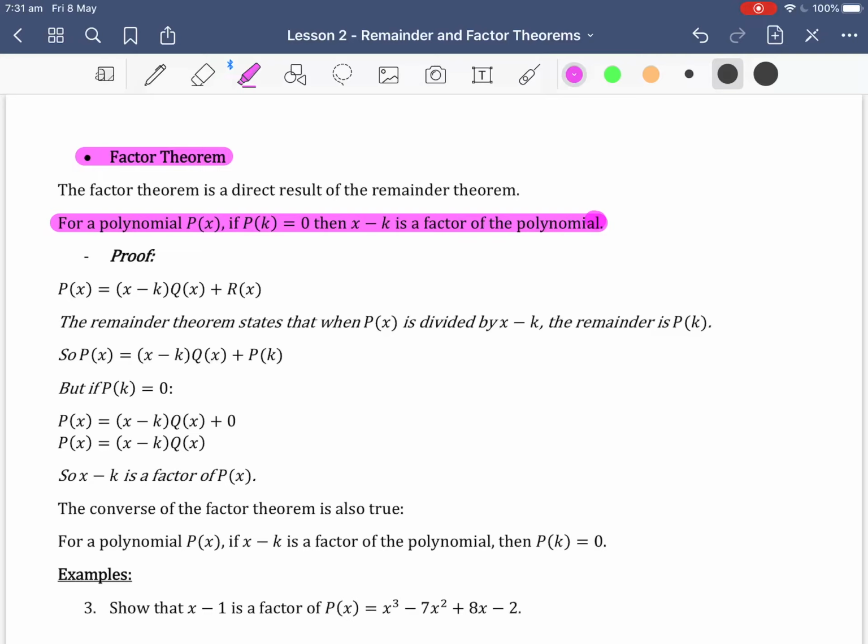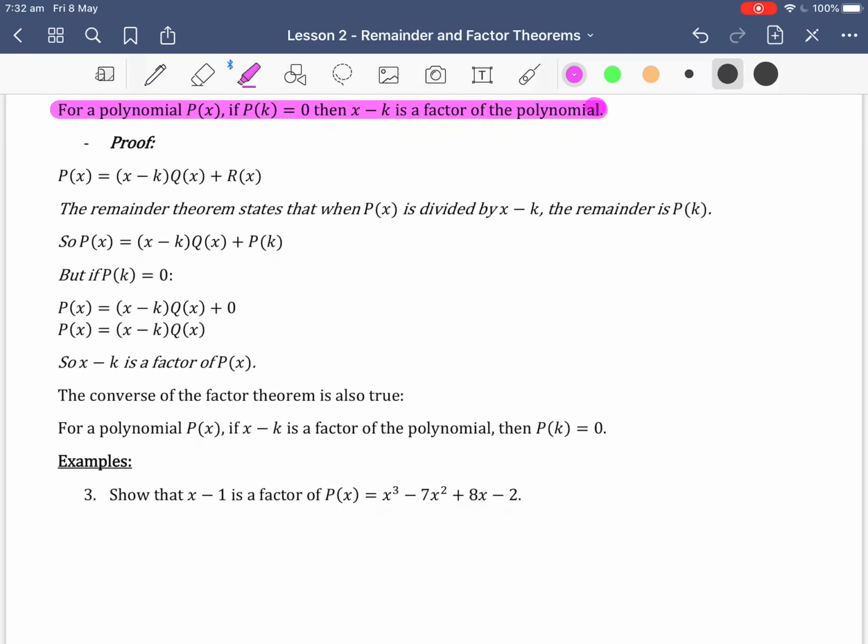The remainder theorem states that when P(x) is divided by x minus k, the remainder is P(k). So we're going to change out our R(x) for our P(k). So we have P(x) equals (x minus k) Q(x) plus P(k). But if P(k) equals 0, we substitute our P(k) out for 0. So we have P(x) equals (x minus k) times Q(x) plus 0. So P(x) just equals (x minus k) times Q(x). So that means that x minus k is a factor of P(x) because there is no remainder.